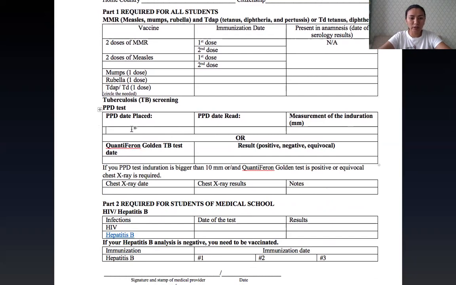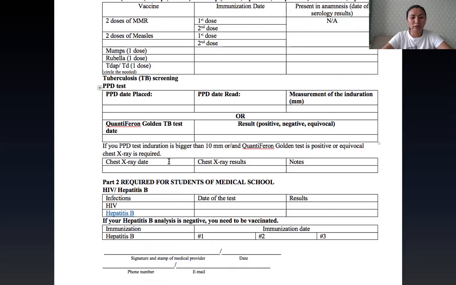So that's why we need your health provider to indicate the date of the PPD test and the date when it was read, and the difference between the placement date and the read date shouldn't be less than 3 days. Here your provider needs to indicate the induration in millimeters. It shouldn't be more than 10 millimeters. If it's more than 10 millimeters, you should undergo a QuantiFERON-Gold test or chest X-ray.